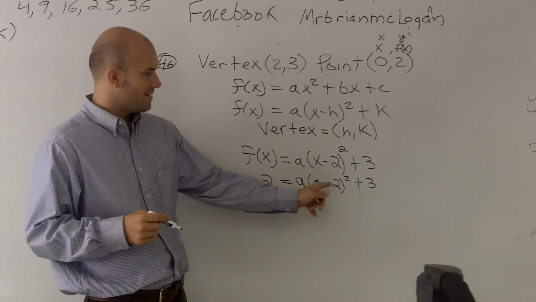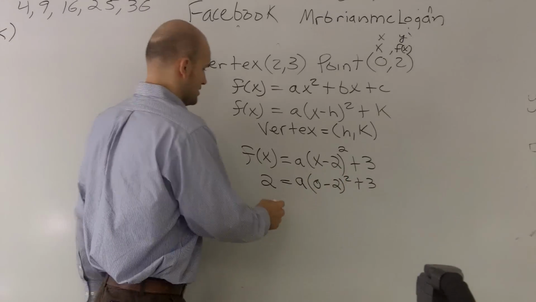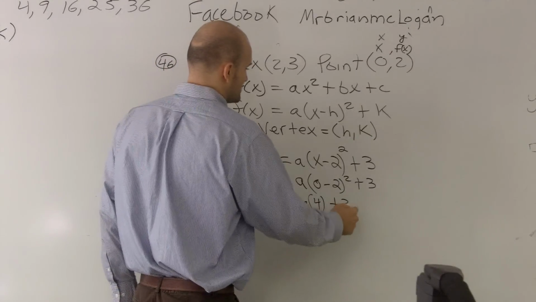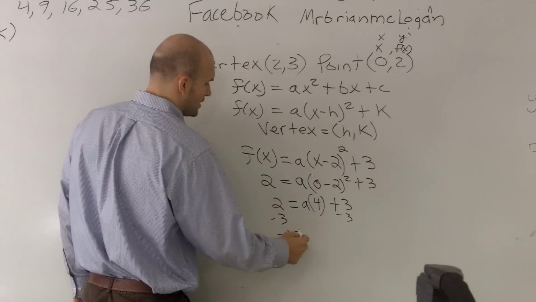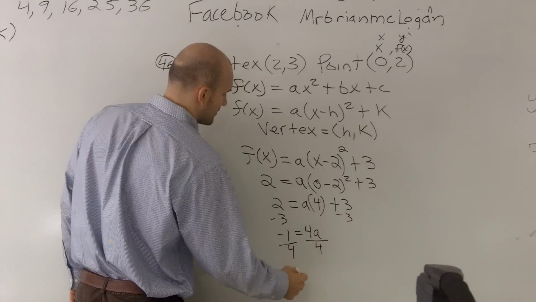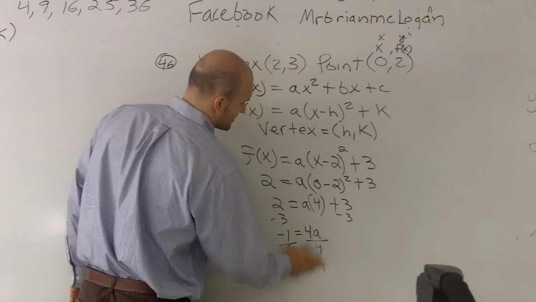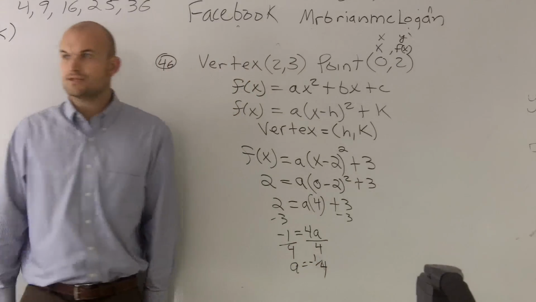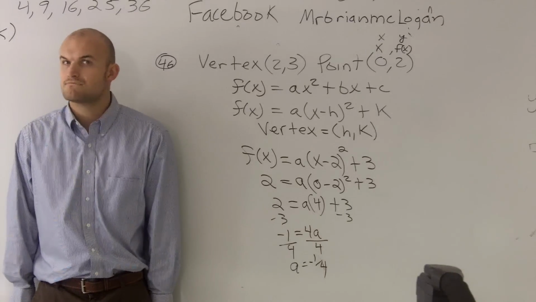So then 0 minus 2 is going to give you negative 2. Negative 2 squared is 4. So I get 2 equals a times 4, plus 3. Subtract the 3: negative 1 equals 4a. Divide by 4: a equals negative 1/4. That's right, that will clear. Any questions? Make sense? Not done yet, but at this point, we got it?